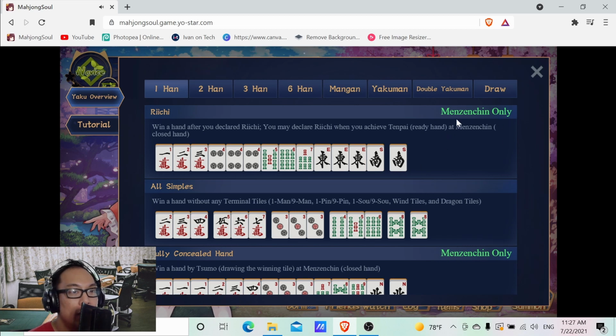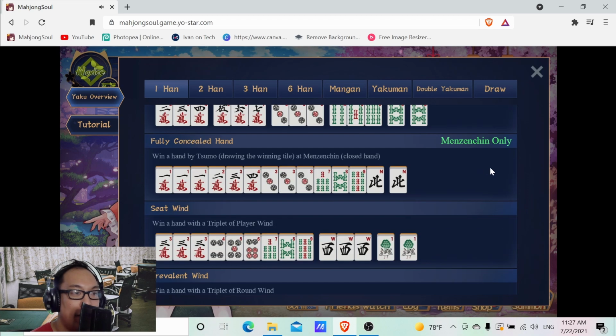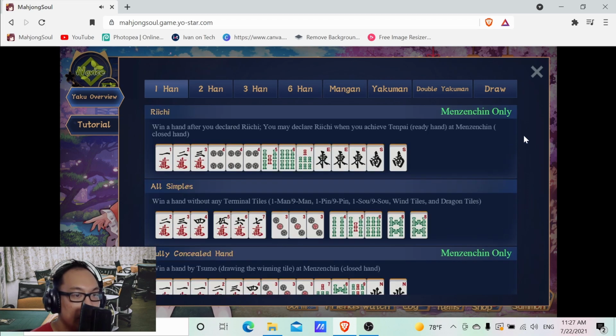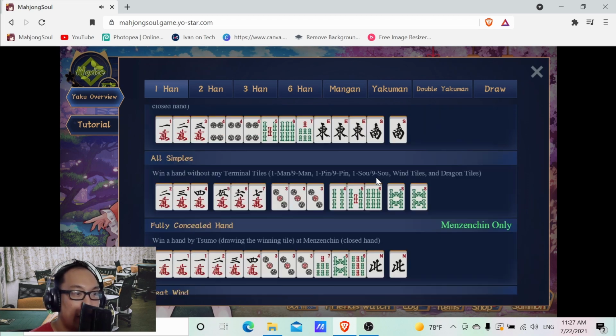Menzenshin. So I think, let's see. Oh yeah, here we go. Yeah, they explain what Menzenshin is. So Menzenshin means closed. So basically, they show you which hands have to be closed. So all simple, you guys know that.